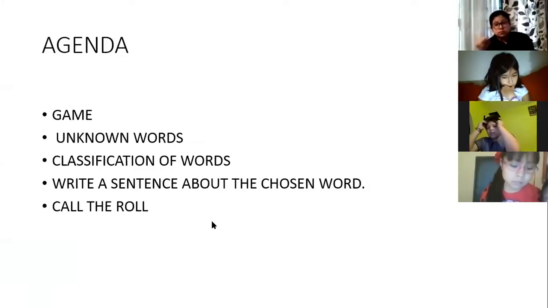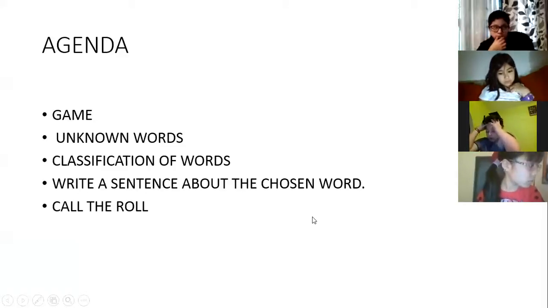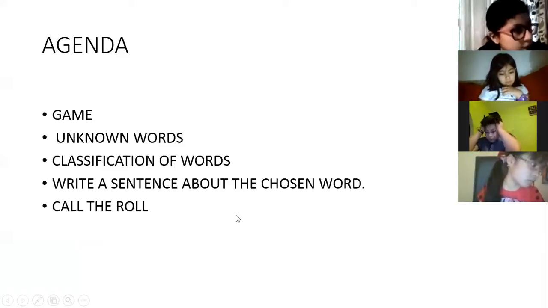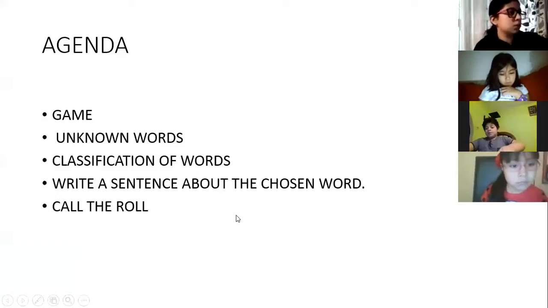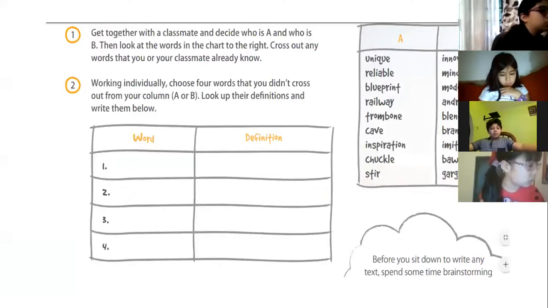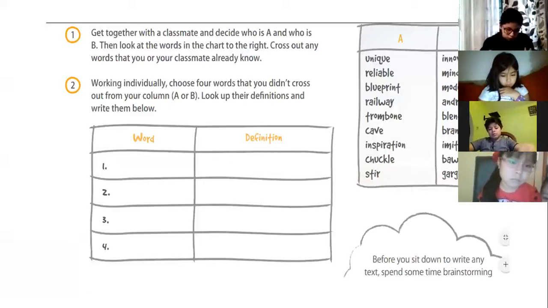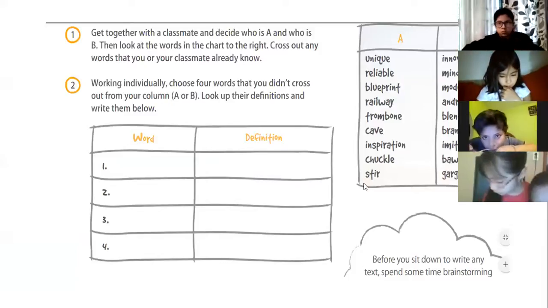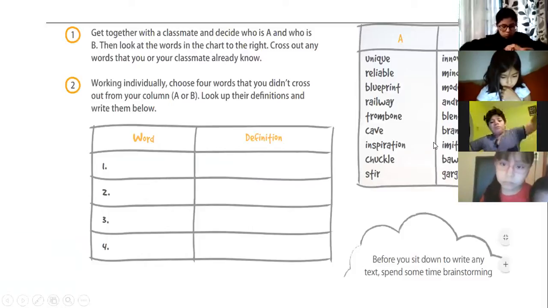We already had our game. We are going to choose some unknown words. We are going to classify words and write a sentence about the chosen word and call the roll. And in here we have some words. Look at the screen. You have some words in column A and some words in column B.